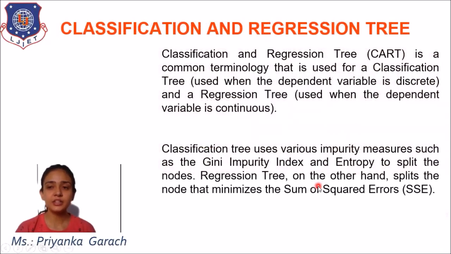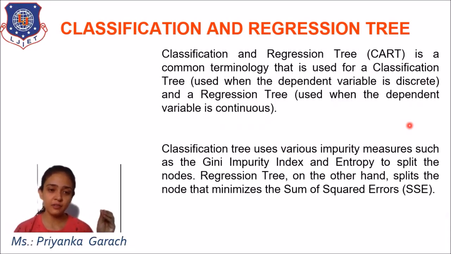Now let's understand the classification and regression tree. As the name suggests, it combines both the features of classification and regression, and based on that creates the tree to solve the problem. Classification and regression tree, in short CART, is a common terminology. A classification tree is used when the dependent variable is discrete and a regression tree is used when the dependent variable is continuous.